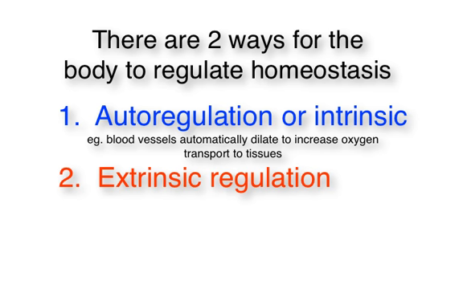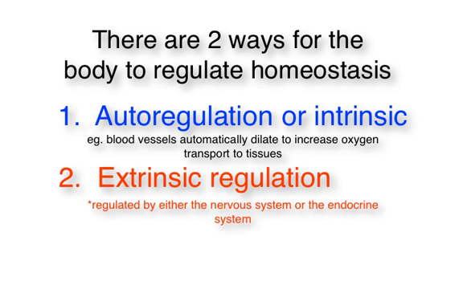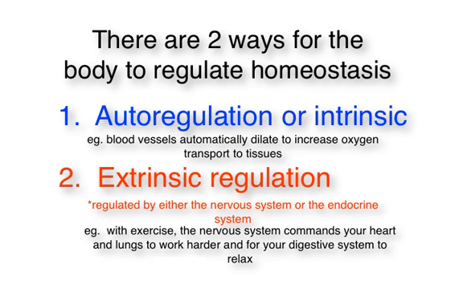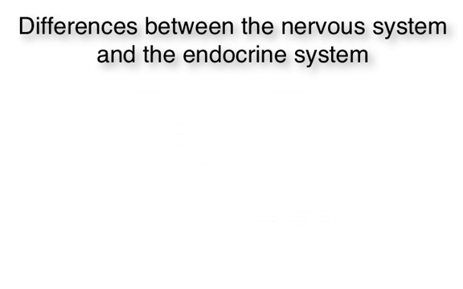Number two, extrinsic regulation. Either the nervous system or the endocrine system will adjust the activities of several organ systems simultaneously. For example, when you exercise, the nervous system will cause your heart to beat faster and your lungs to breathe faster, but will also cause your stomach and intestines to decrease their activity at the same time. This ensures that the necessary amount of blood carrying oxygen will be delivered to the active muscles where it is needed. There are some major differences between the nervous system and the endocrine system.